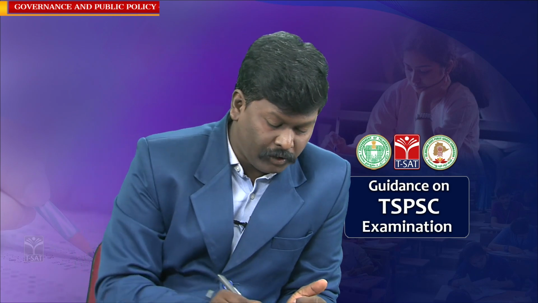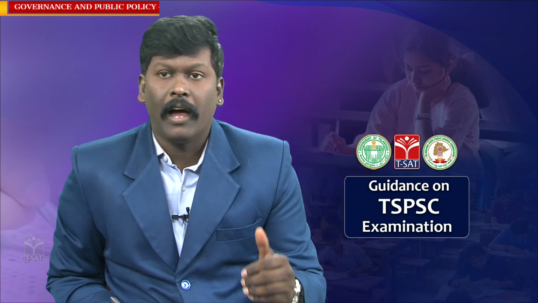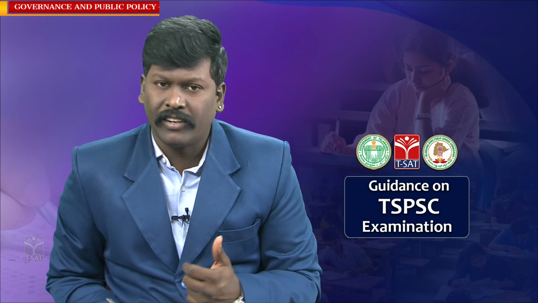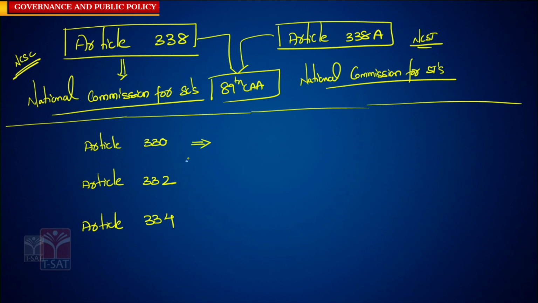Okay. The next constitutional provisions linked to SCs and STs are Article 330, we have something called Article 332, then we have Article 334. Now, what is Article 330?